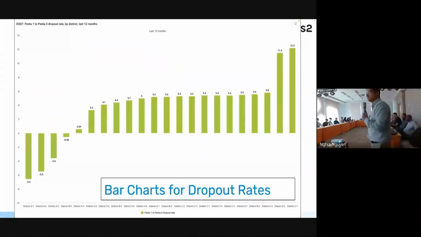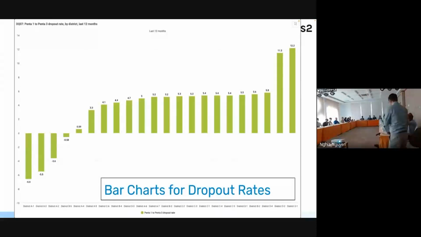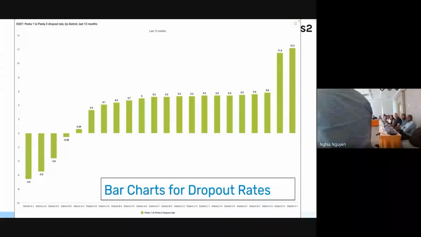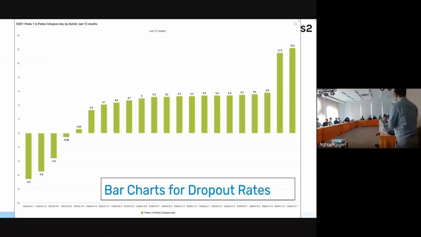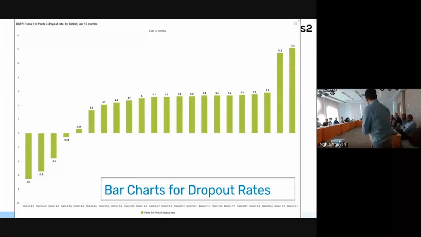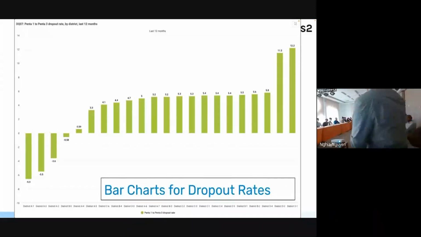What about this one? This is dropout rates for DPT3 to DPT1, or Penta 1 to Penta 3, whatever you guys happen to be using. Can you guys spot the issue here? Some of you are kind of giving me this look. So this one's a bit tougher, I guess, right?